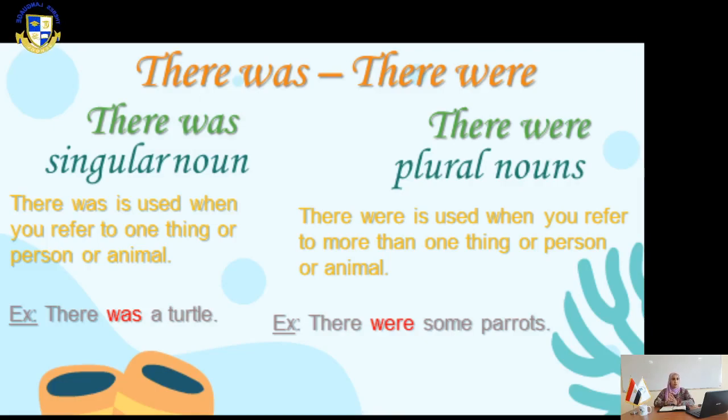To talk about singular nouns in the past, I use there was, and to talk about plural nouns in the past, I use there were. Example, there was a turtle. There were some parrots.